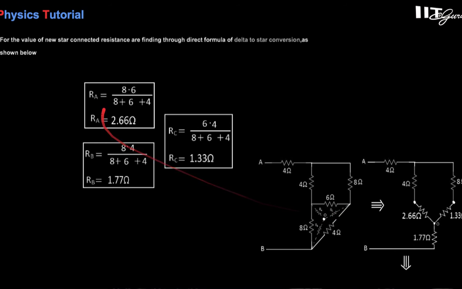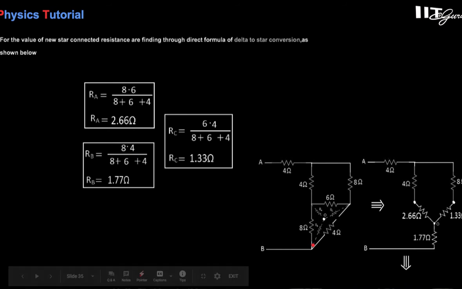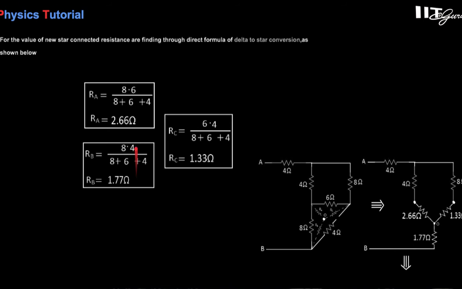So here you have to multiply with 6 and 8 and divide with this, and similarly you get all the resistance RB. And here you have to multiply with 8 and 4 to evaluate this resistance. You have to multiply with 8 and 4 and then divide with the sum of 8, 6 and 4. So that is 1.77 ohm, 2.66 ohm and 1.33 ohm.